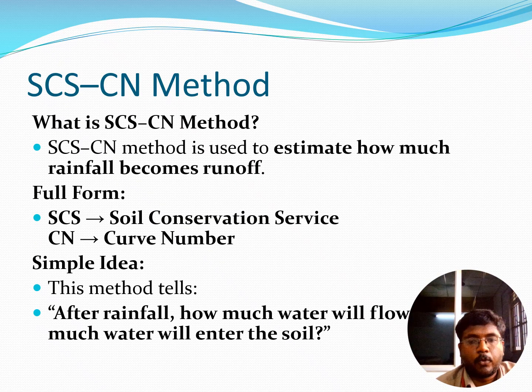Next we see about the SCS-CN method. SCS-CN means Soil Conservation Service Curve Number. It is a widely used and simple mathematical formula to estimate how much rainwater turns into surface runoff versus how much soaks into the ground. The method uses an easy to understand value called the curve number, CN, which represents the runoff potential of a specific area.